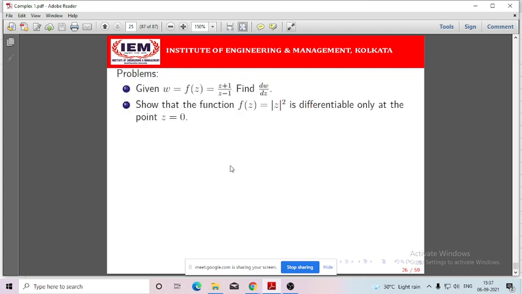So these are a few problems. I have already shared this note in the Google Classroom, so you can just go through it. And if you face any problem in solving those problems, then in the next class you can ask me. Okay. So this is all about the differentiability of a complex valued function. Then today I'll discuss the basics of analytic functions. Then in the next class I'll be discussing different properties of analytic functions.